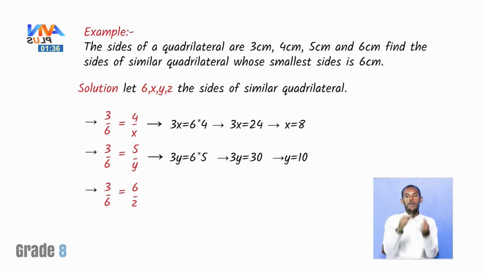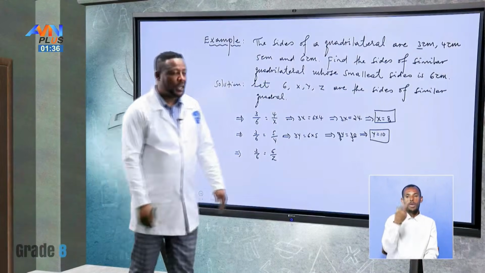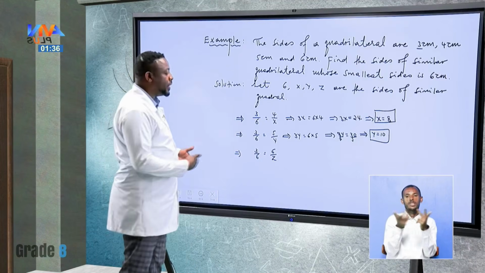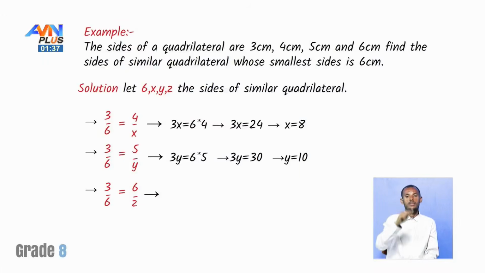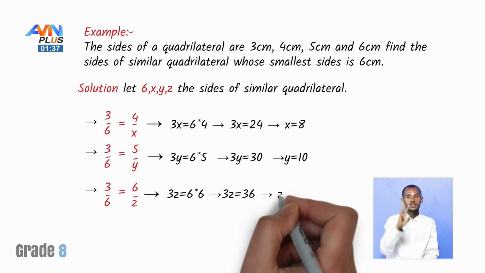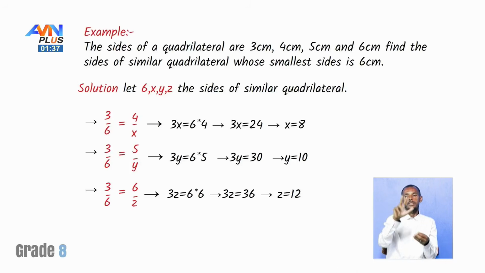Now divide both sides by 3 and obtain the value of y. Whenever you divide both sides by 3, you get the y value, which is 10. Okay, we have the value of y. And lastly, we need to crisscross the third equation and obtain the value of z. So 3 times z is equal to 6 times 6. This gives us 3z is equal to 36. Now divide both sides by 3, then you will get z is equal to 12.